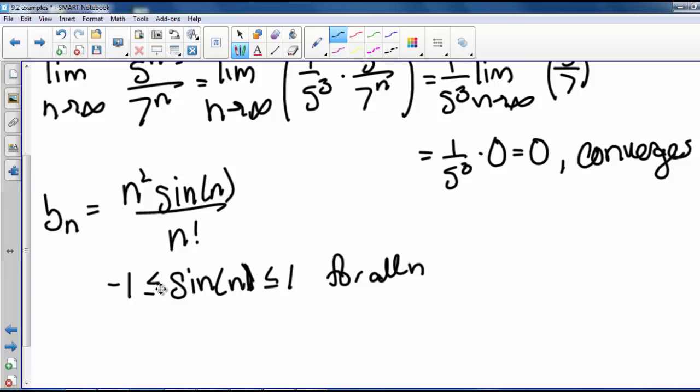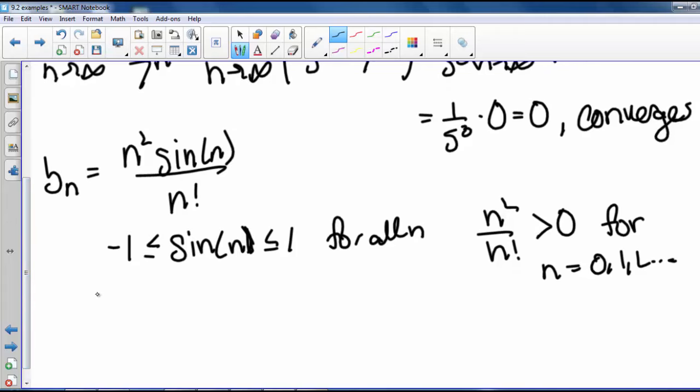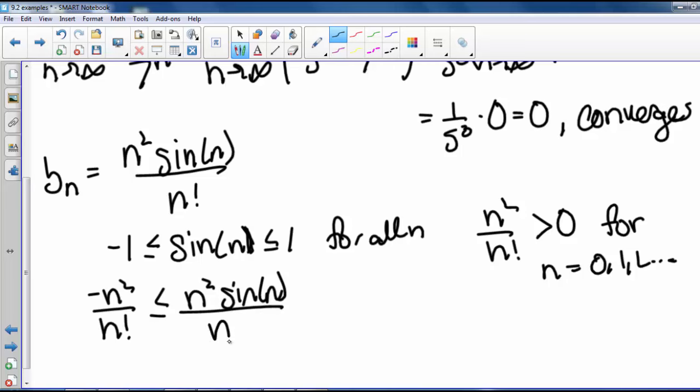So, we know that n squared divided by n factorial is greater than 0 for n equals 0, 1, 2, etc. So we have negative n squared divided by n factorial is less than or equal to n squared times sine of n divided by n factorial, which is less than or equal to n squared divided by n factorial.